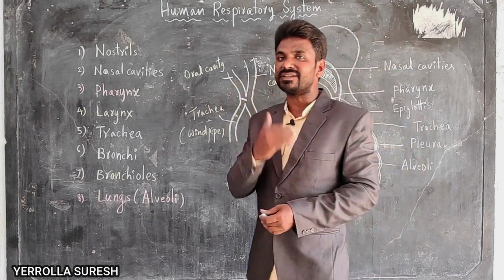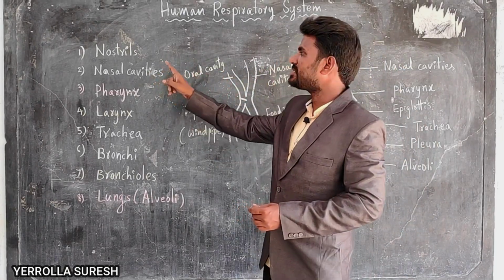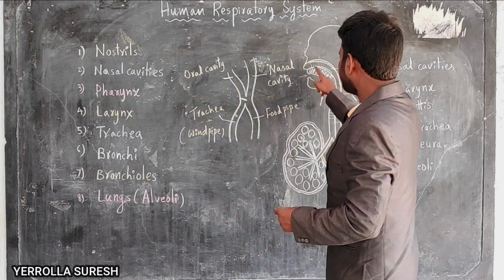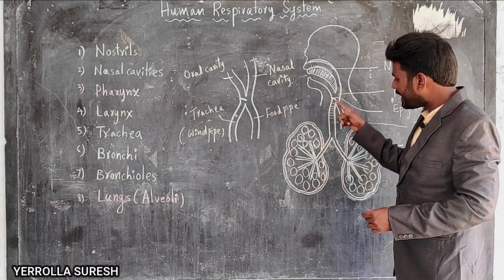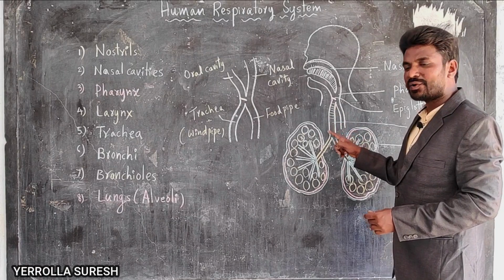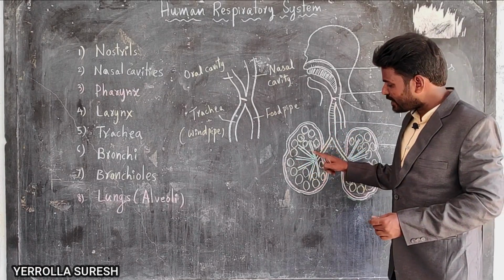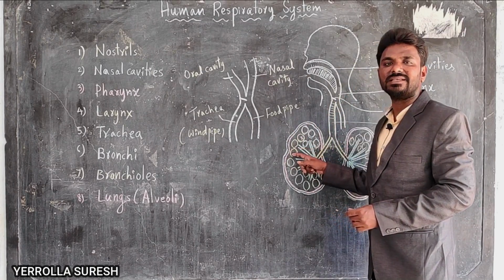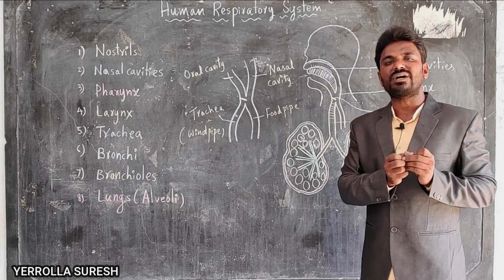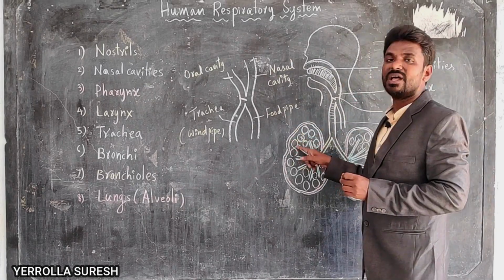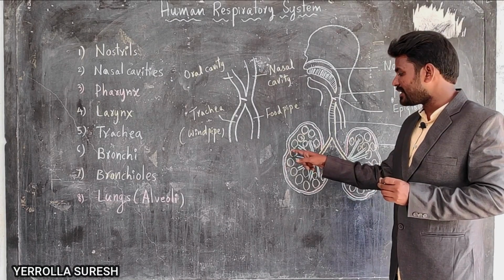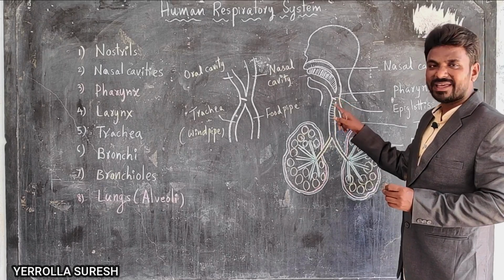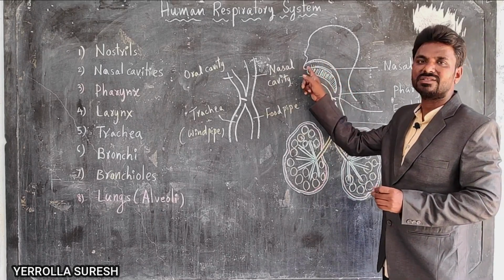Now, how does the air enter the lungs? The pathway of air is like this. First of all, air enters through the nostrils and comes into the nasal cavity, then to the pharynx, the pharynx to the larynx, the larynx to the trachea, the trachea to the bronchi, the bronchi to the bronchioles, and each bronchiole opens into an alveolus. In the alveolus the air is released, and from the alveoli the blood receives oxygen and releases carbon dioxide into the alveolus. From that alveolus the carbon dioxide is released out through the bronchiole, bronchi, trachea, larynx, pharynx, nasal cavity, nostrils and into the atmosphere.